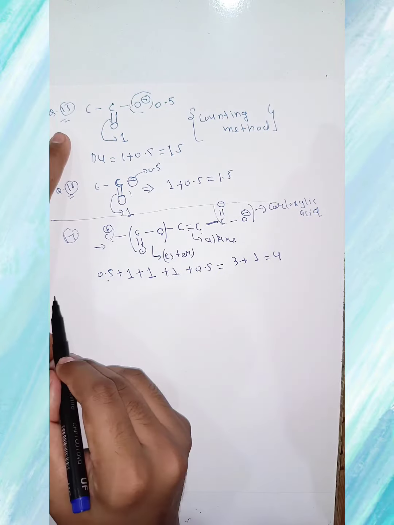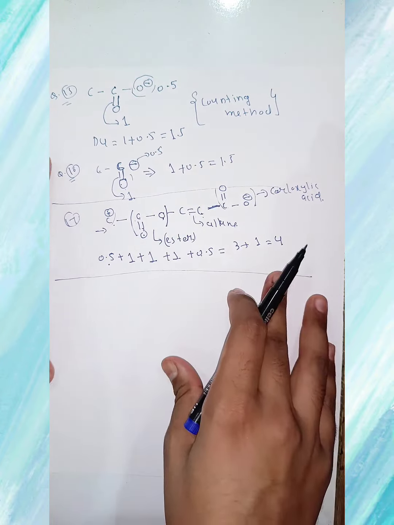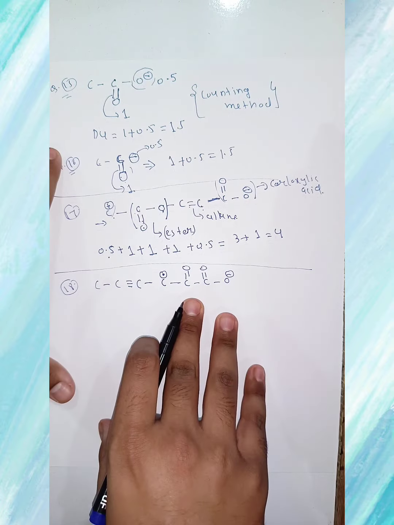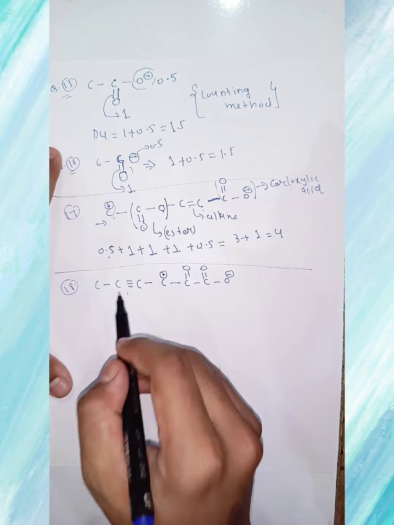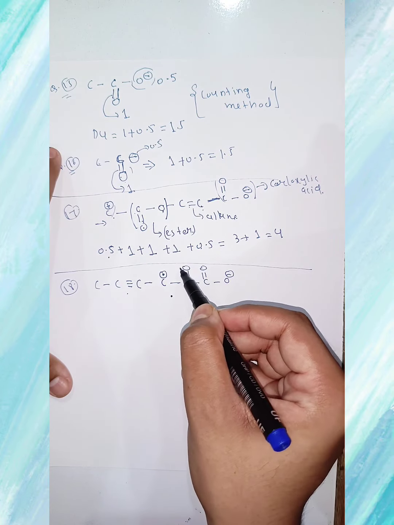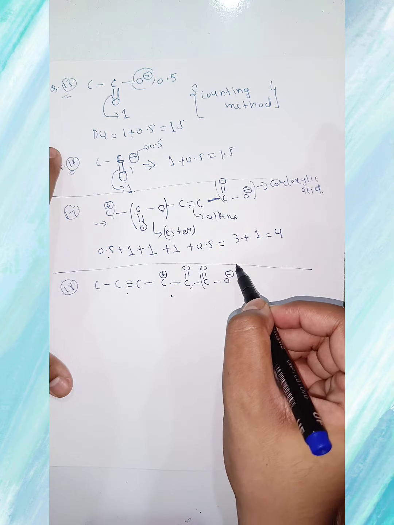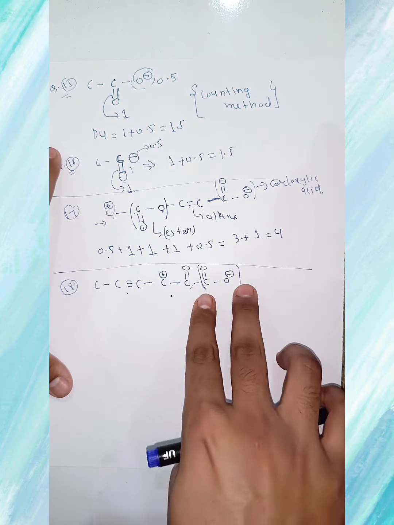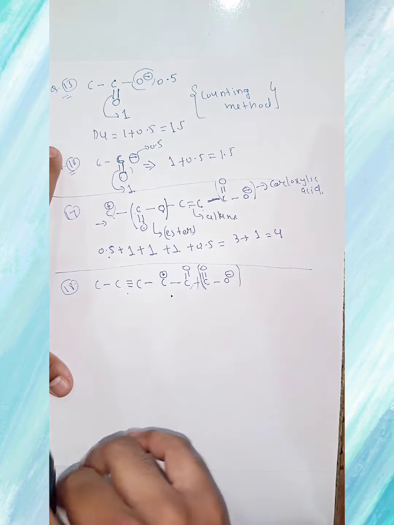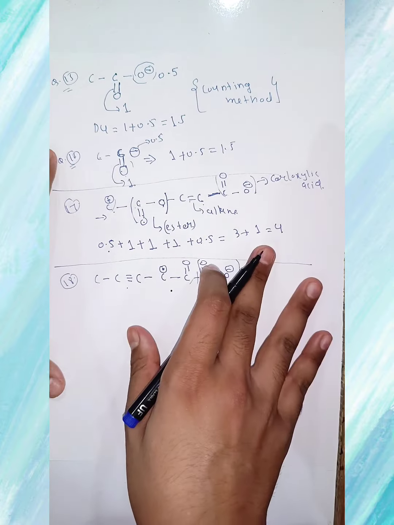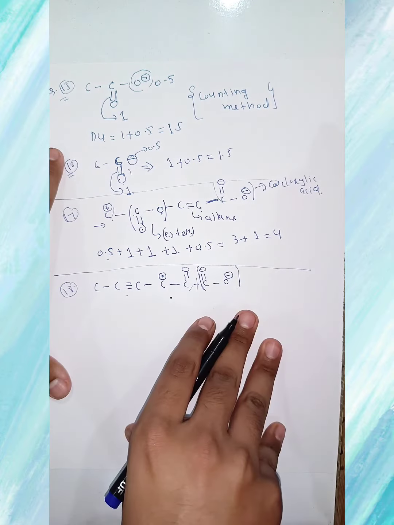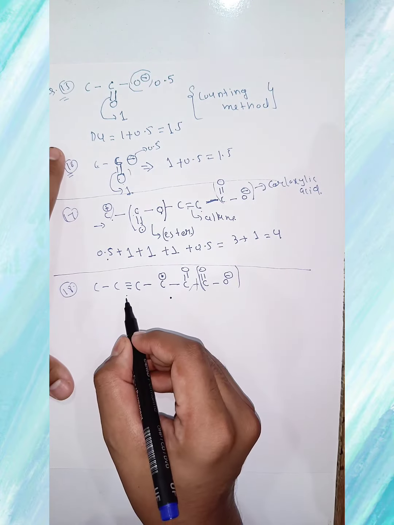Okay, so these are the questions. Now let us take the 18th question. The compound they have given to us: this is an alkene, this is a free radical, this was a ketonic group and this was a carboxylic group. Okay, this whole was a carboxylic group, this is a ketonic group. Now let's calculate the DU of this by counting method only. We will not be going with the formula from now onwards.